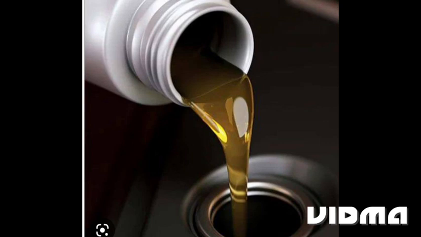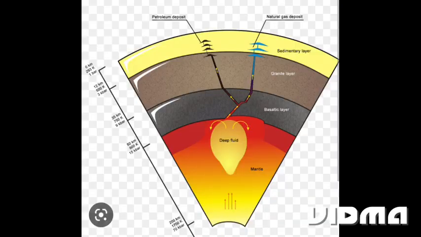These are the conditions by which petroleum is formed. It takes millions of years to form petroleum as crude oil. The petroleum is extracted from crude oil, which is found beneath the deep sea levels. The origin of petroleum goes back millions of years.